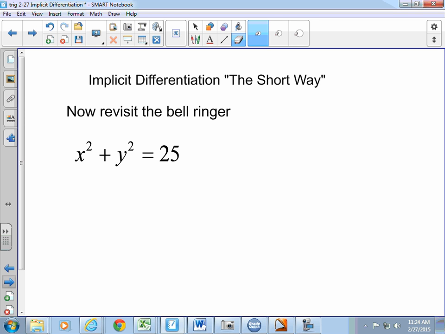Now I want to revisit the bell ringer. Remember, to find the derivative of the bell ringer, I had to get y by itself, and I had to do a really nasty chain rule derivative. Y'all remember? I'm now going to take the derivative, what is called implicitly, using what I learned on the last slide. I'm just going to do the derivative of the whole equation.